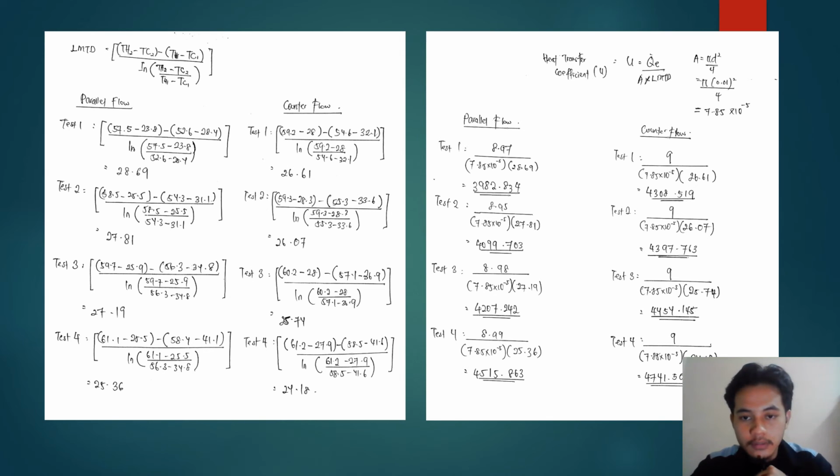From this, we will use it in the heat transfer coefficient, which means U equals QE over area times LMTD. So this heat transfer coefficient will give us the comparison between the parallel flow and counter flow. So we get to see the differences between both flows given.